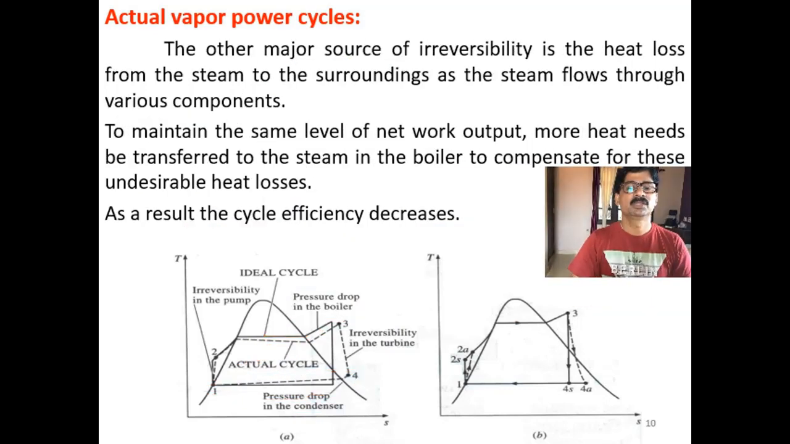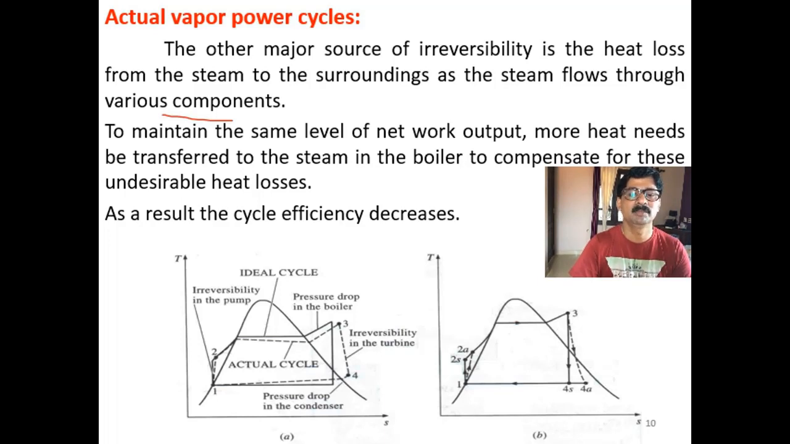The major source of irreversibility is the heat loss from the steam to the surroundings as the steam flows through the various components. So again, one more loss is the heat loss. The steam has to be supplied from the boiler to the turbine, then from the turbine to the condenser, and the condensate has to be supplied from the condenser to the boiler using a pump. So during this flow through various pipings, there is some heat loss. That is also one major source of irreversibility, from the steam to the surroundings.